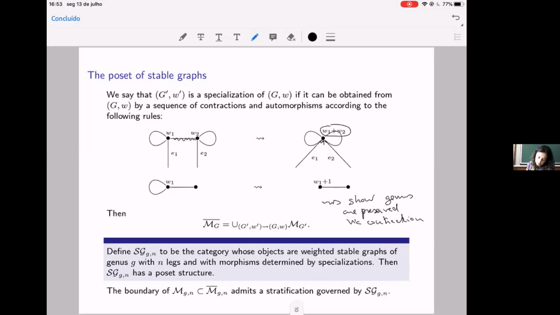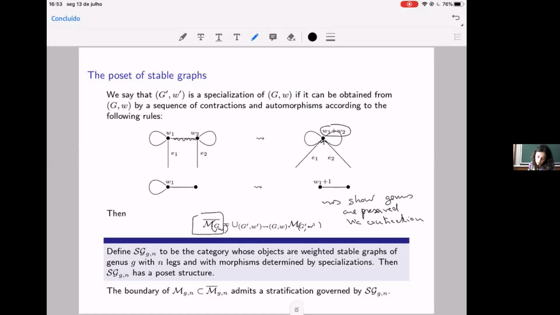So what we can see is that the closure of the locus of curves with some dual graph, here I forgot about the weights, is described using other strata. The closure of the stratum corresponding to a graph and a certain weight function consists of all strata M_{G',w'} such that (G', w') contracts or specializes to (G, w).